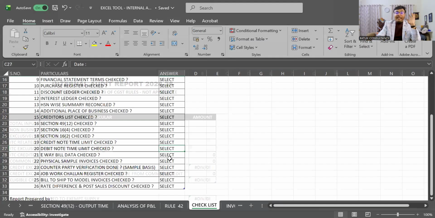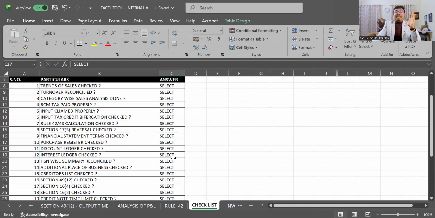And also we have given a complete checklist: after you have checked the trends, the turnover reconciliation, category wise sales analysis, whether RCM tax is paid properly, whether input tax credit is claimed properly, input tax credit bifurcation checked or not, Rule 42 and 43 calculation checked, Section 17(5) reversal checked. So all those things we have done.